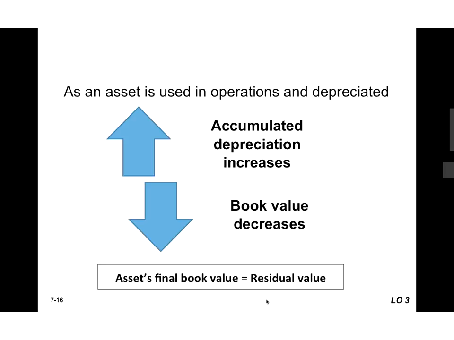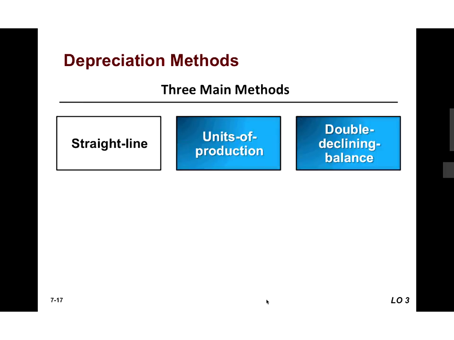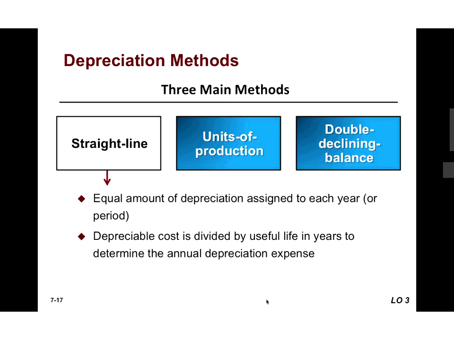So what we're going to do now is go through all 3 methods. We're going to use the same basic set of facts 3 times. The first method that we're going to do is the straight line method. The straight line method has an equal amount of depreciation assigned per year, and our depreciable cost is divided by the useful life to get our annual depreciation expense. So you're saying, here's my depreciable cost, divide by the number of years, and that's how much depreciation expense you have each year.